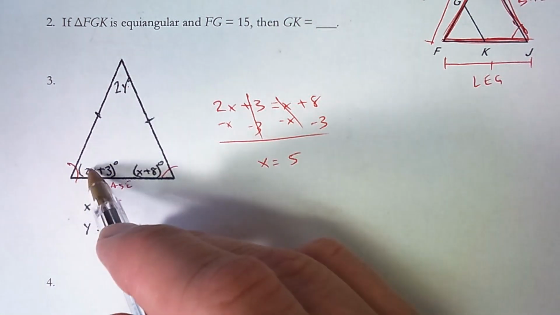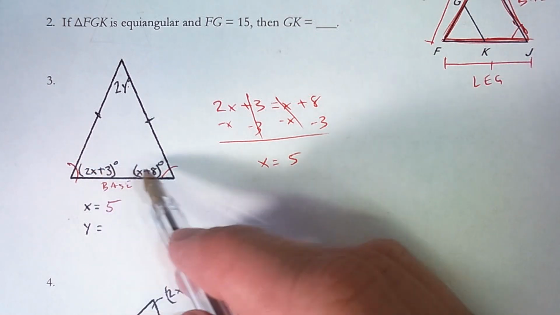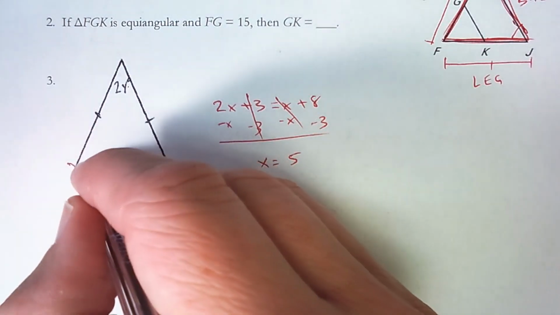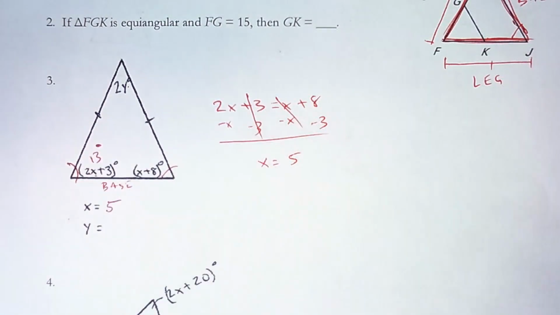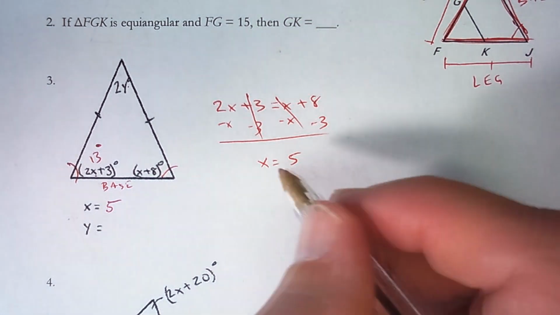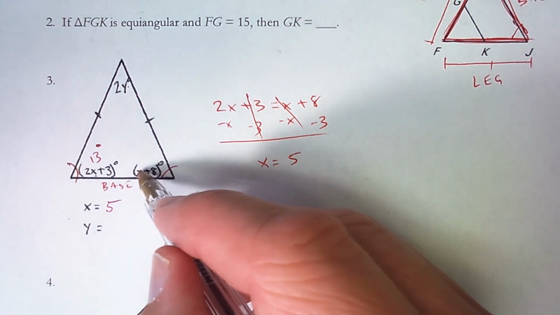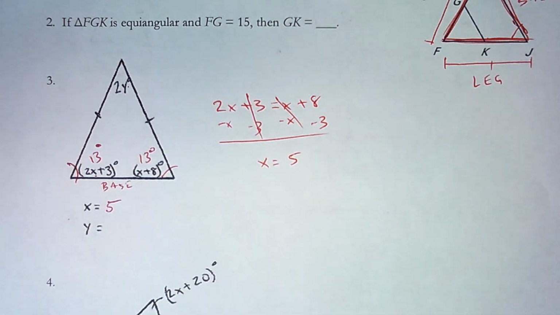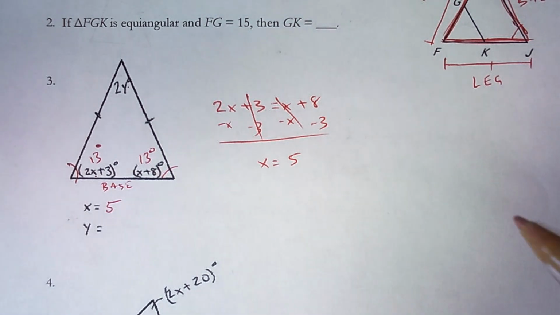Now in order to get y, I'm going to need to find the length of both of these sides. So 2 times 5 plus 3 is 13. So this angle is 13 degrees. It looks a lot bigger. Clearly it's not drawn to scale. Okay, so if x is 5, I've got 5 plus 8, that is 13, so that's good. I should get those two having the same measure. So both of those angles are 13 degrees.